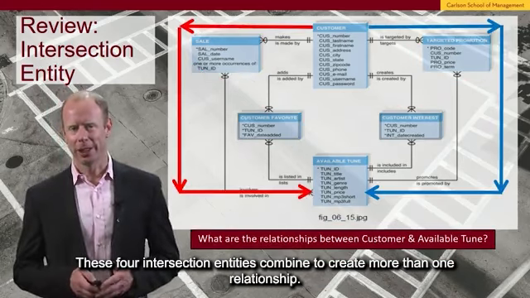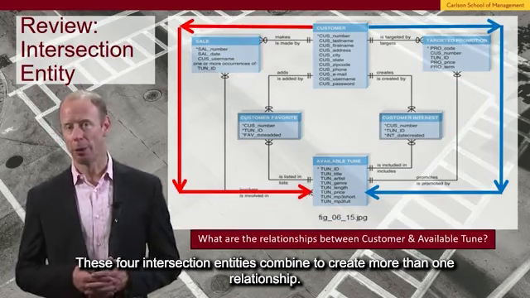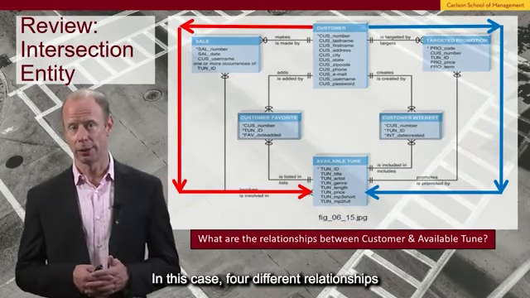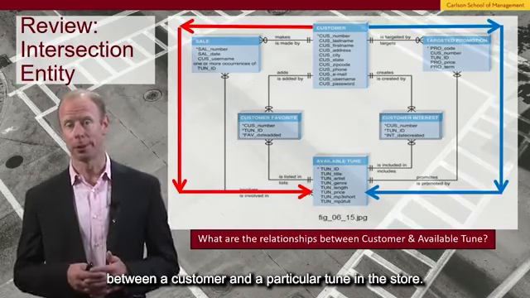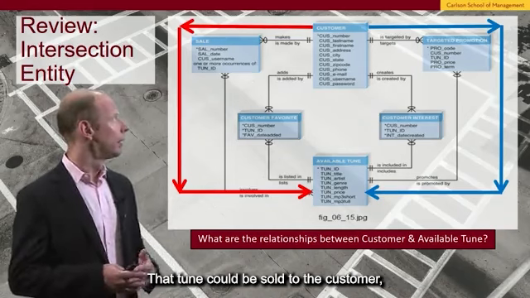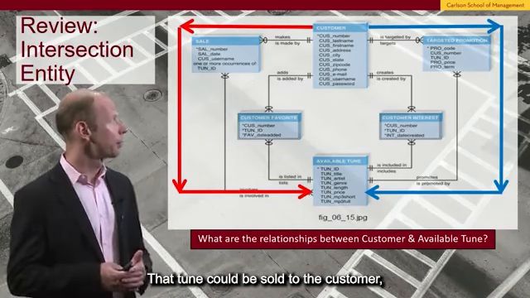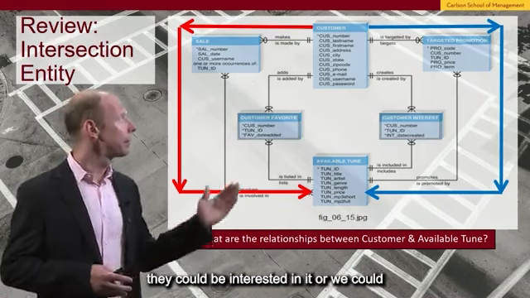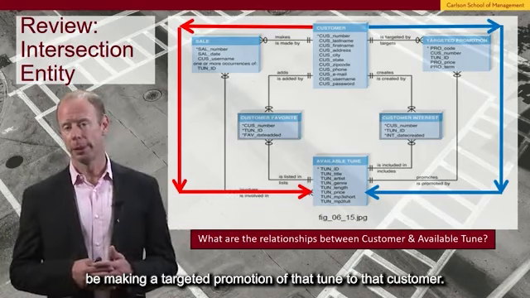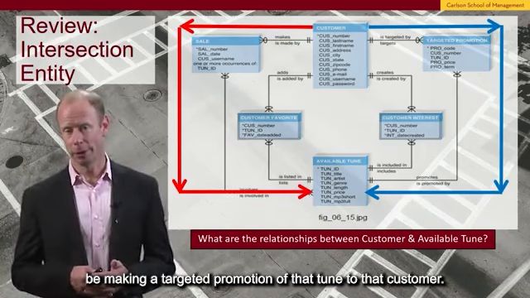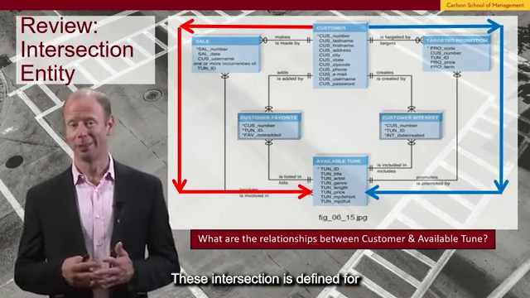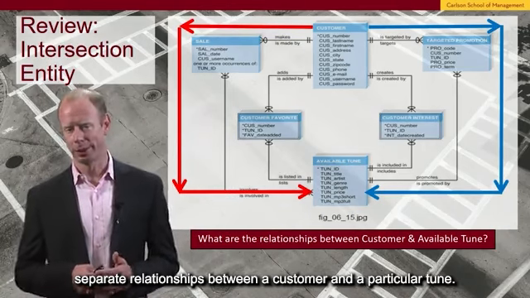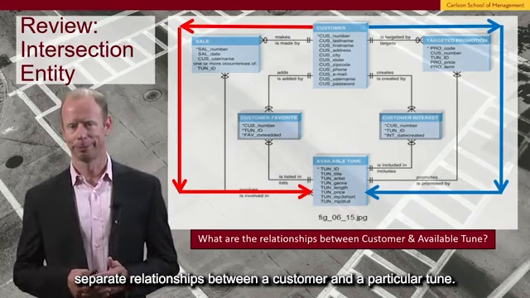These 4 intersection entities combine to create more than one relationship, in this case 4 different relationships, between a customer and a particular tune in the store. That tune could be sold to the customer, it could be their favorite, they could be interested in it, or we could be making a targeted promotion of that tune to that customer. These intersection entities define 4 separate relationships between a customer and a particular tune.